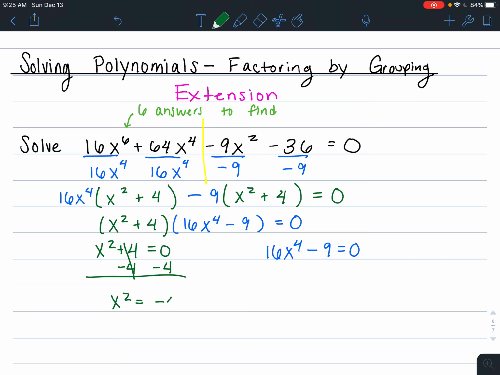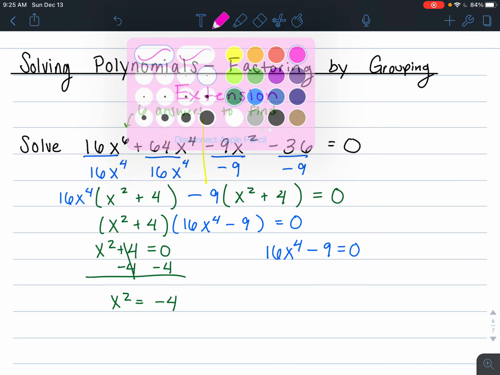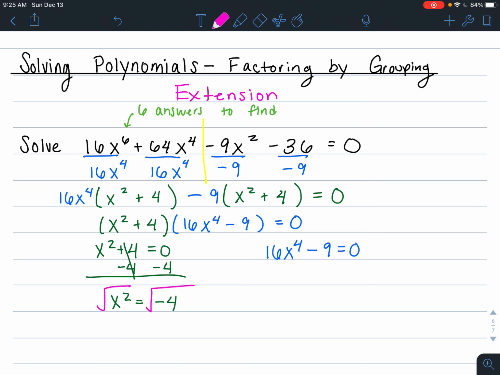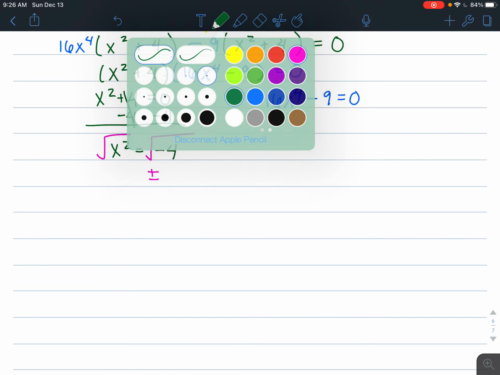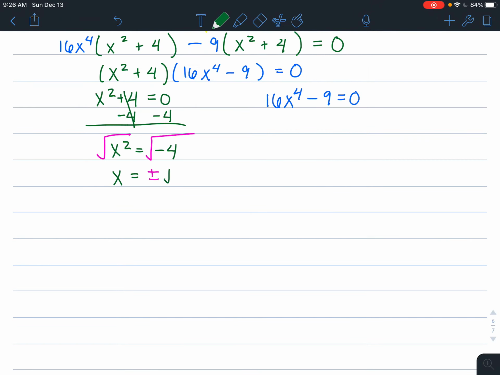So then I get x squared equals negative 4. To get rid of my square power, I'm going to take the square root of both sides, which is going to give me a plus or minus on my answer. Right, and then I know that the square root of a negative is just i, and the square root of 4 is 2, so I'm going to get plus or minus 2i. So there's 2 of my 6 answers down.